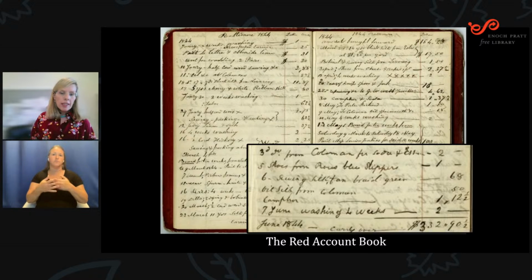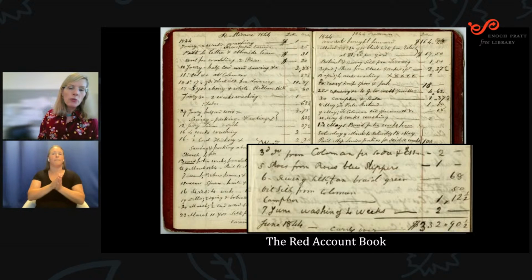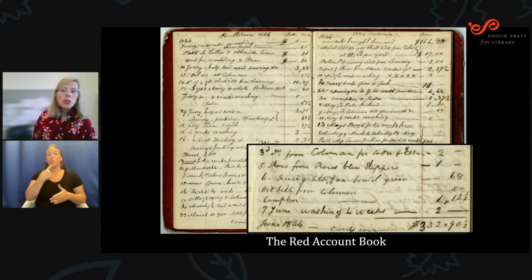It is gifts like this, like her red account book, one of perhaps a dozen books that she described as her red cahier, red notebooks. What is particularly astonishing about several of these notebooks, but the red account book that I'm showing you here, is that when I first opened it, it is just a mundane recording of expenses, some in Europe, some in America. For instance, 7 June, washing of 4 weeks.